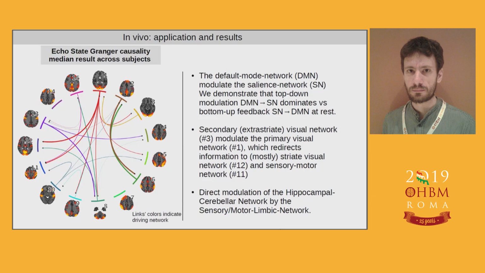Granger causality gives us some hints, for example, it tells us that the default mode network is causal on salience, that secondary visual is causal on some other visual networks. I find it interesting that the motor limbic network temporally precedes the cerebellar one, so like mind precedes motor action.